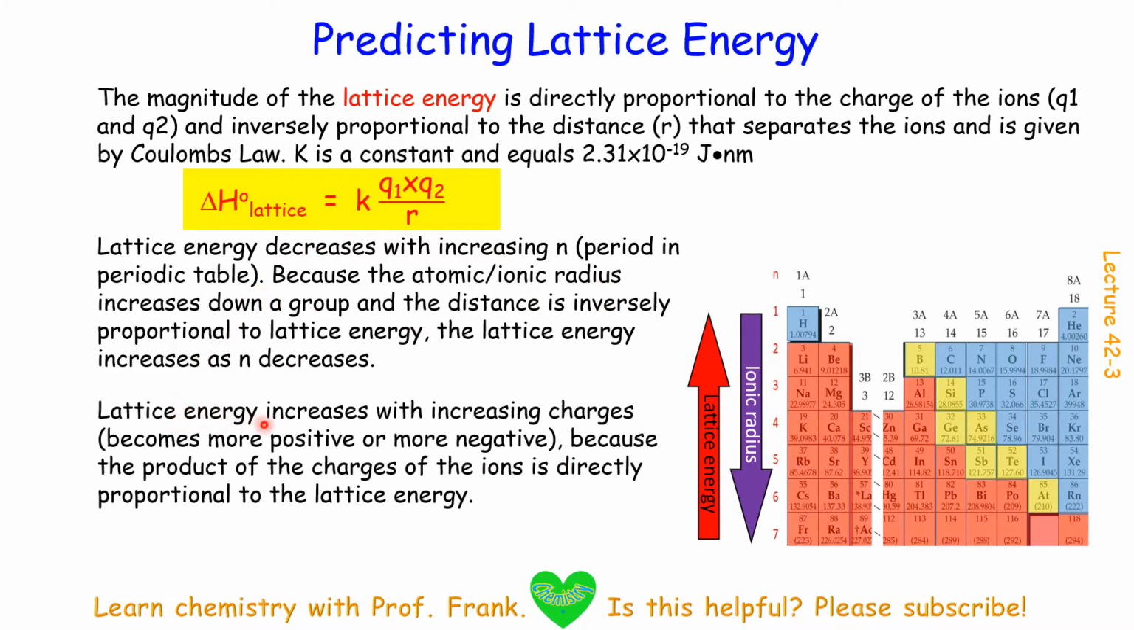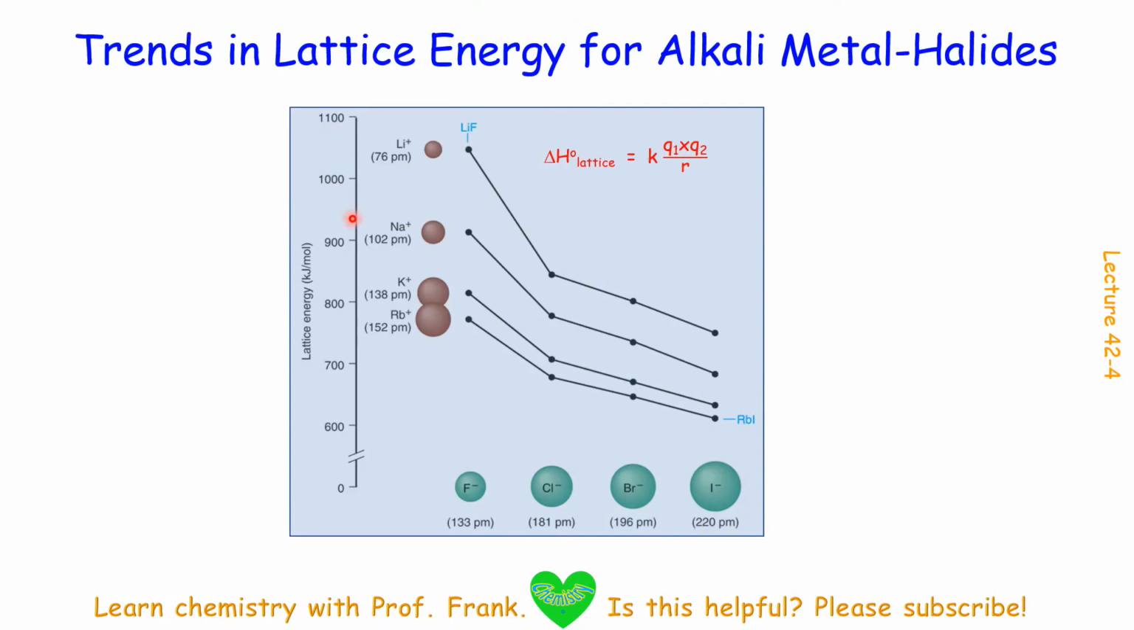It is obvious that lattice energy increases with increasing charges because the product of the charges of the ions is directly proportional to lattice energy. Now let's look at the trends in lattice energy for alkali metal halides, which means the compounds formed between group 1A cations and group 7A anions.